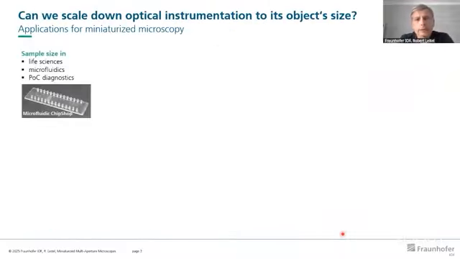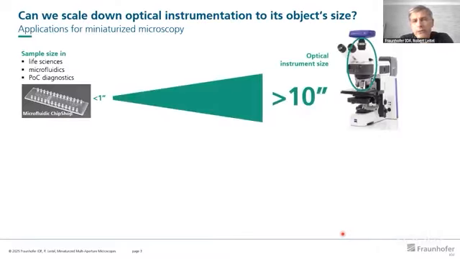So the first question is, can we scale down the optical instrumentation to its final object size? Typically when we have samples in life science, microfluidics, or point of care diagnostic, they have typically a size of, let's say, 1 square inch. But contrary, the instrument for analysis has the size of more a magnitude larger. And the idea is how to compactify this optical beam path to make it smaller.